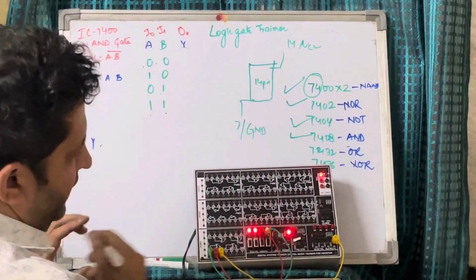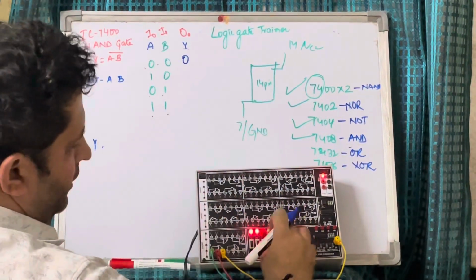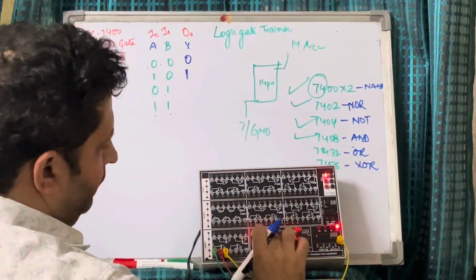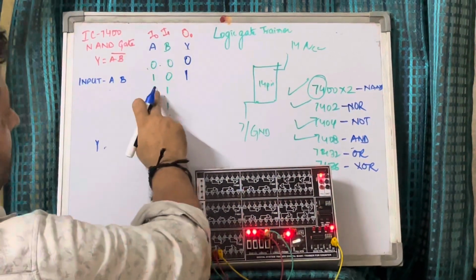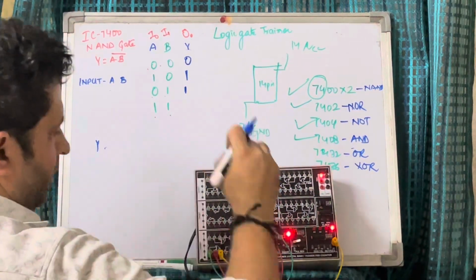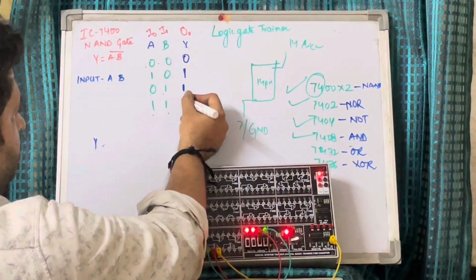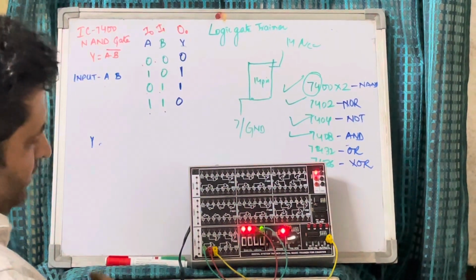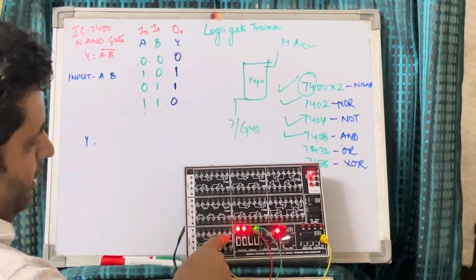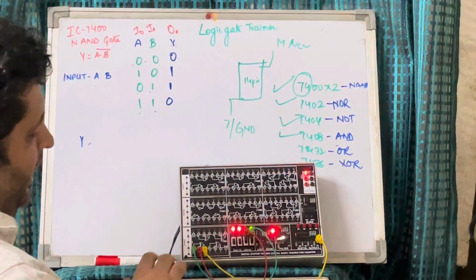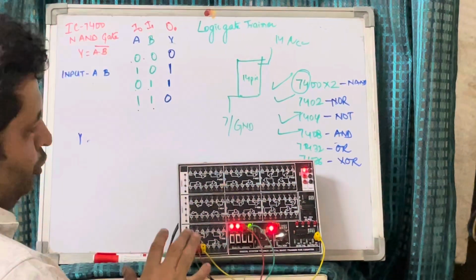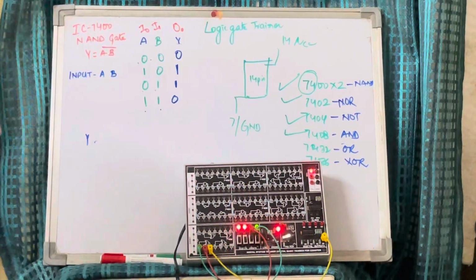Now first condition is 0 0, output 0. Now we will do 1 0, output 1. Now 0 1, that is B is high and A is low, output is 1. Now both high, this will be 0. So this is the working of a 7486 IC, that is an XOR gate. There are 4 XOR gates as you can see from the diagram, and you can use any of them. You can use more than one at one time. So this is the complete working video of a logic gate trainer.